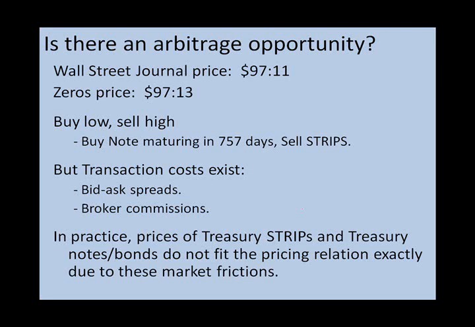The problem is there are transaction costs. There are bid-ask spreads when you buy bonds, just the same as when you buy stocks. There are also commissions that you have to pay to brokers. So in practice, the prices of Treasury strips and Treasury notes or bonds may not perfectly match up. But the reason they don't perfectly match up is due to these market frictions. You can now price government notes and bonds using strips.